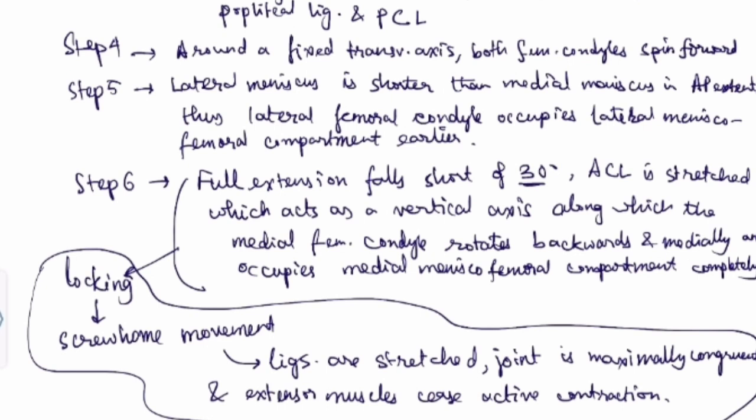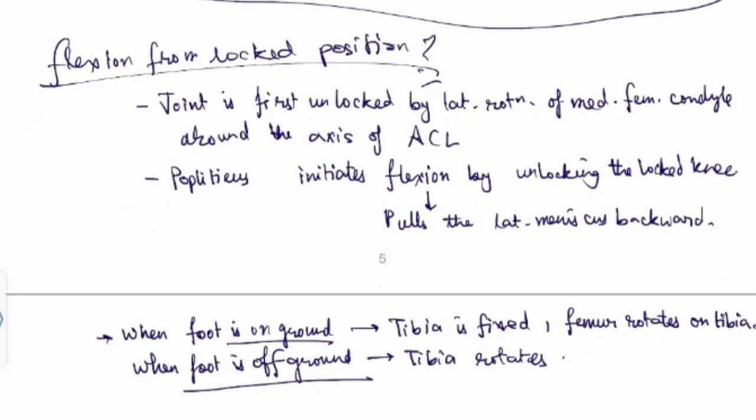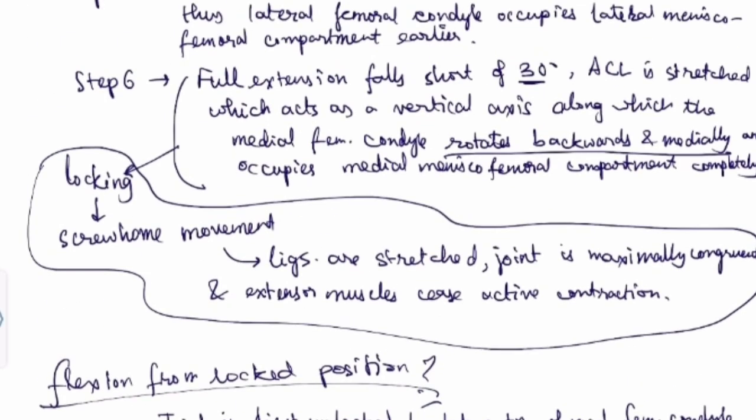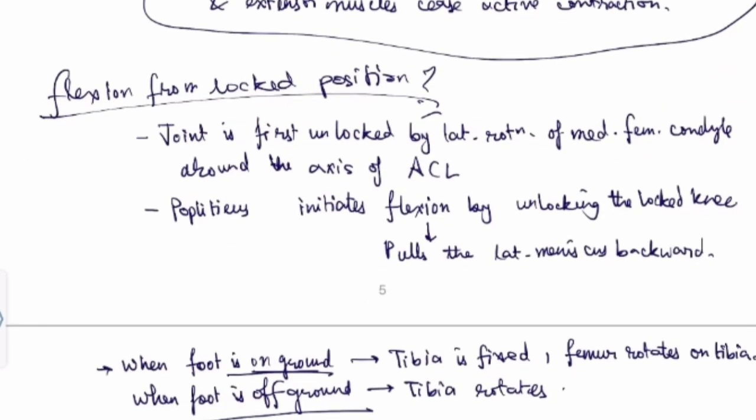The medial femoral condyle rotates backwards and medially. This is when the foot is on ground. When it's off ground, the medial tibial condyle will rotate forwards and laterally. In the same way, during the unlocking and flexion movement, when the foot is on ground, lateral rotation of medial femoral condyle occurs. But when the foot is off ground, medial rotation of medial tibial condyle occurs. I hope you could understand what I said.